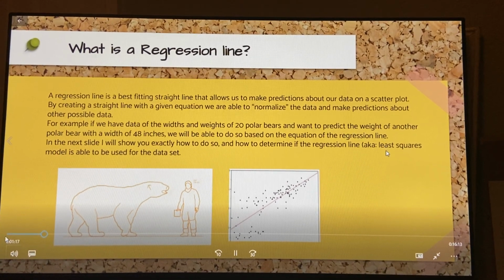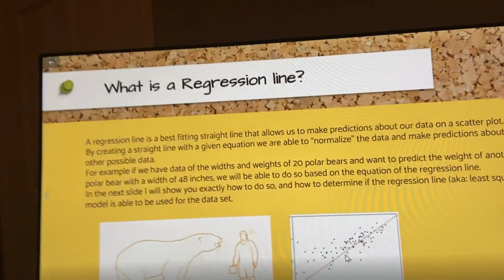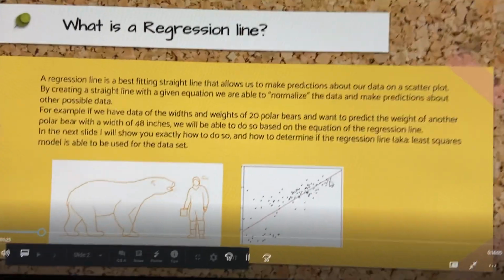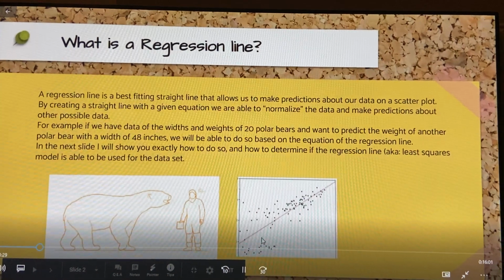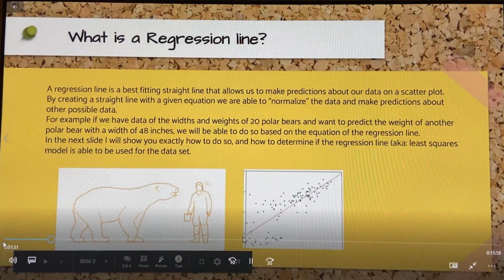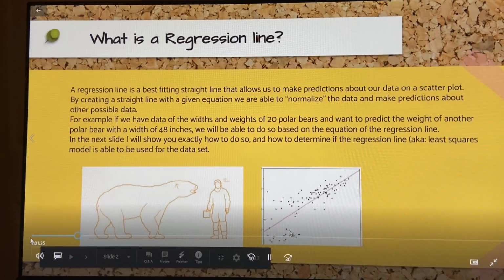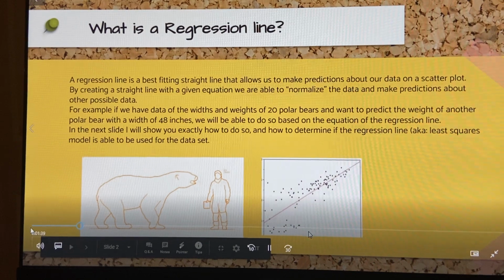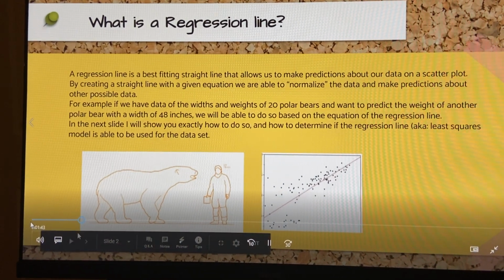The regression line is also known as the least squares model. So here is a picture of a regression line. The red line is the regression line. It is going through the data points that we are given. As you can see, it kind of follows the mean and the trend. So we can use points along this line to make predictions about different X and Y values that we do not have.